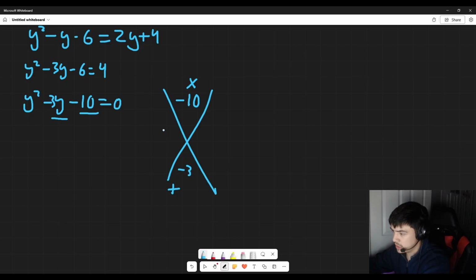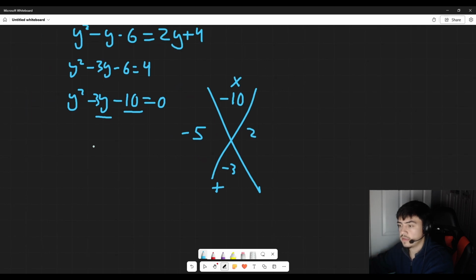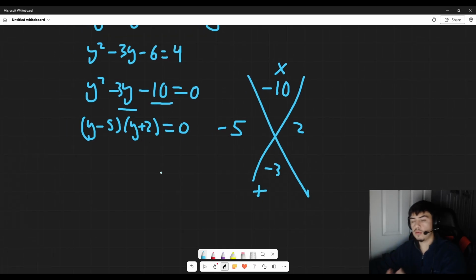And right away, we can see that it's 5, negative 5, and positive 2. Negative 5 plus 2 is negative 3, and negative 5 times 2 is negative 10, meaning we can write this equation as y minus 5 times y plus 2 equals 0. Now, we need to find what values of y will make this equation equal to 0.